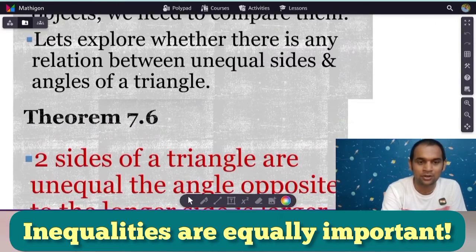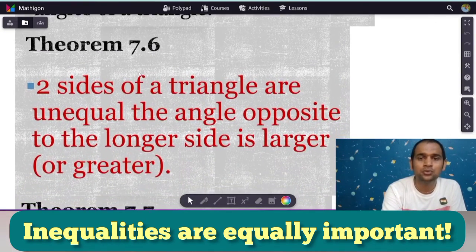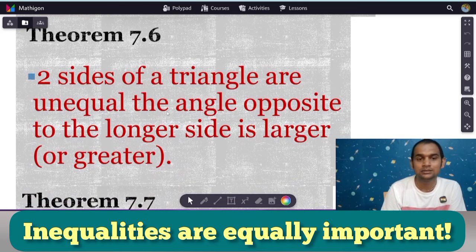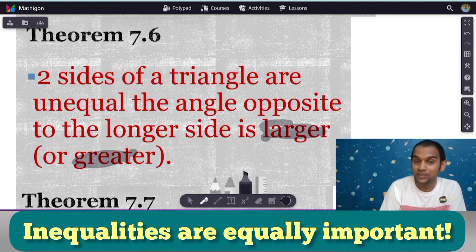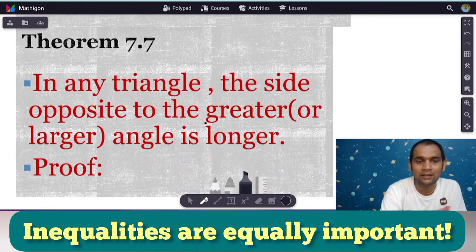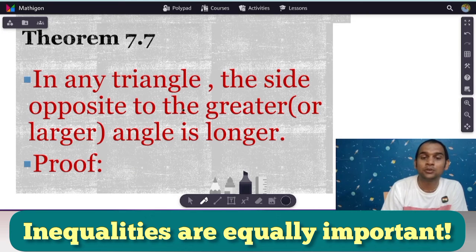So that is how we get on to theorem 7.6, which says if two sides of a triangle are unequal, then the angle opposite to the longer side is larger, or we can say greater. So over here, we are talking about two sides of a triangle being unequal. That means the third side is also different. The angle opposite to the longer side, so we are talking about the angle, the angle opposite to the larger side is the greatest. And we have a converse of this, that the side opposite to the greater angle is longer. I hope that makes sense clearly.